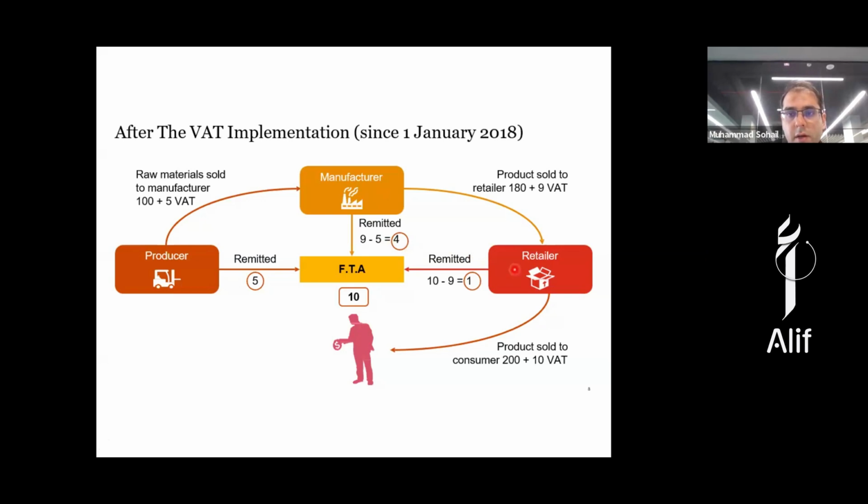Similarly, the retailer then buys from the manufacturer, and the input tax is 9 dirhams. So here you can see the 9 dirhams input tax, and the retailer charges 200 to the end consumer, and 5% of that is 10. So 10 minus 9, 1 dirham is to be paid to the FTA. The last step in the supply chain is the consumer. The consumer is an individual like you and I. He is not registered for tax, so he cannot claim input tax, and the whole VAT amount of 10 dirhams will be borne by the consumer.